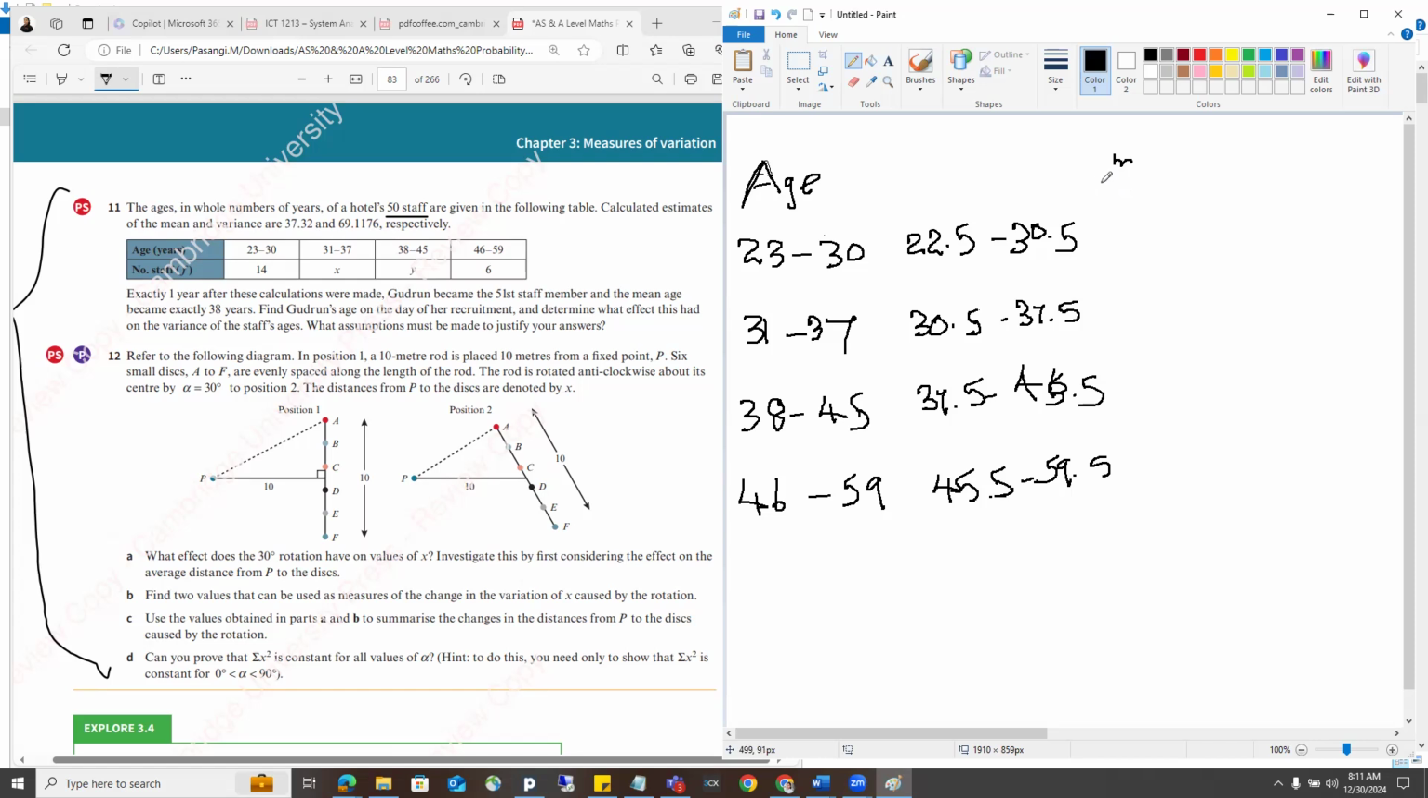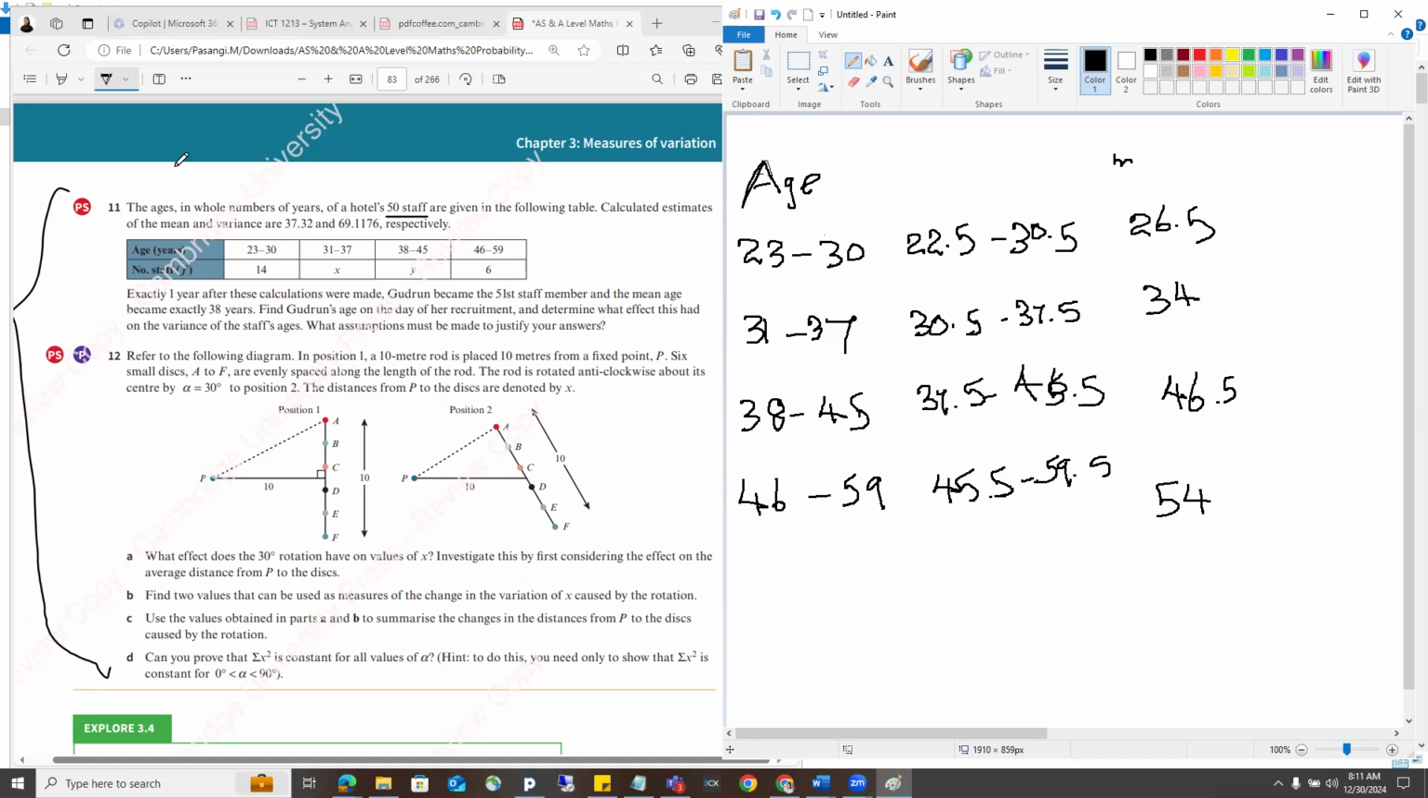53 divided by 2 means 26.5. Here we have 30 and 37, means 67, 68. 68 means 34. Then here we have 83. 83 divided by 2 means again it would be 46.5. Then this amount will be 54. Likewise, okay, these values are correct.